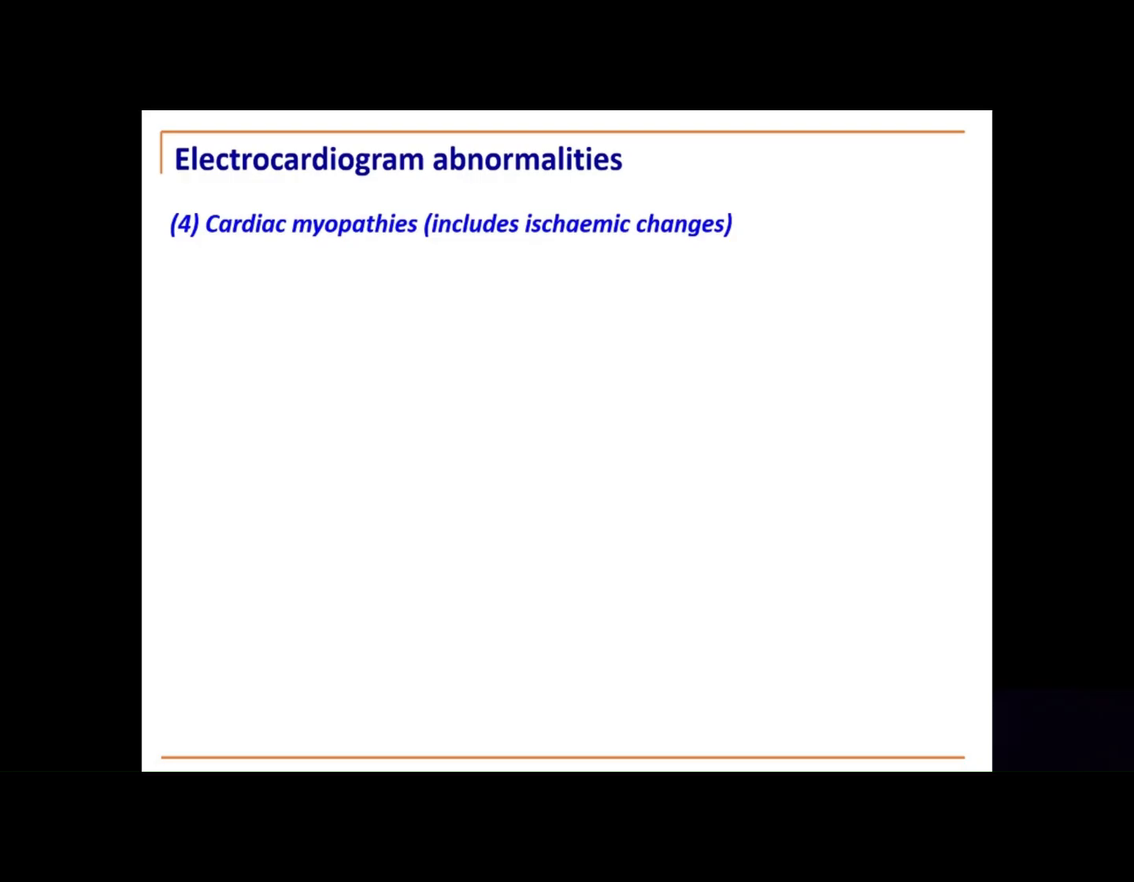Finally, we'll just talk about cardiac myopathies, and that includes ischemic changes, which is lack of blood supply. Remembering what myocardial ischemia actually is: inadequate delivery of oxygenated blood to the heart tissue. Death of muscle tissue may occur when there's a blockage to a blood vessel supplying part of the heart with nutrients. And that is what an acute myocardial infarction actually is.